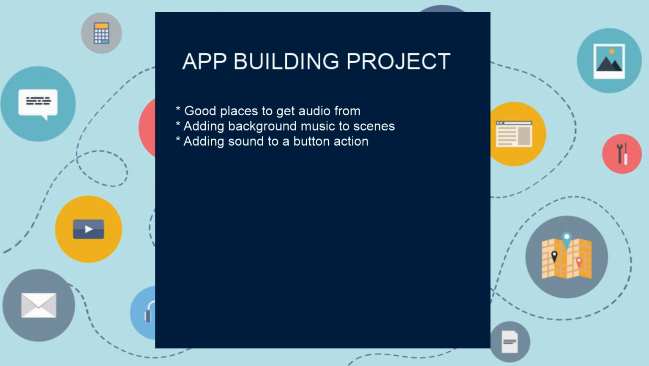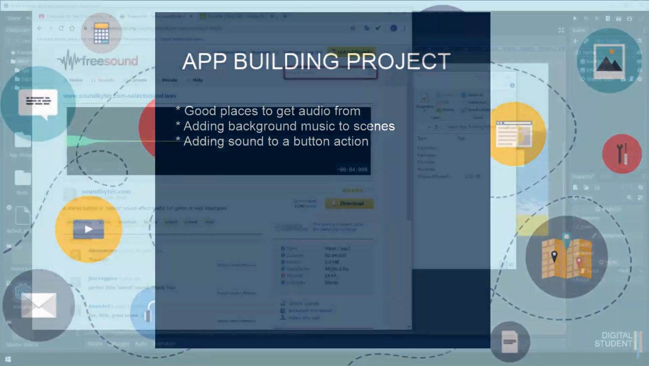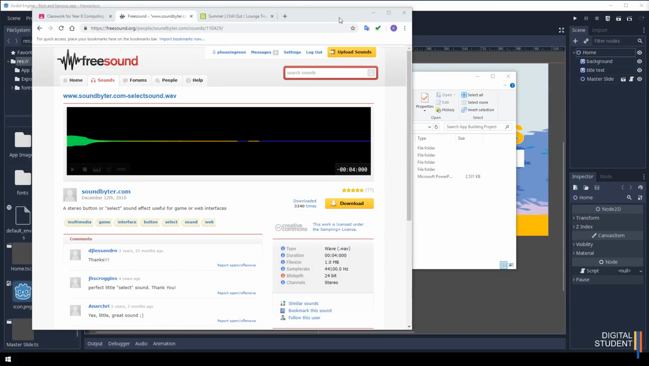So the next thing we're going to look at is how to add background music to your scene. Each scene can have its own background music, which is really cool. And then looking at how to add short snippets or samples to a button. So let's get started. The first thing we need to look at is where to get sound from.